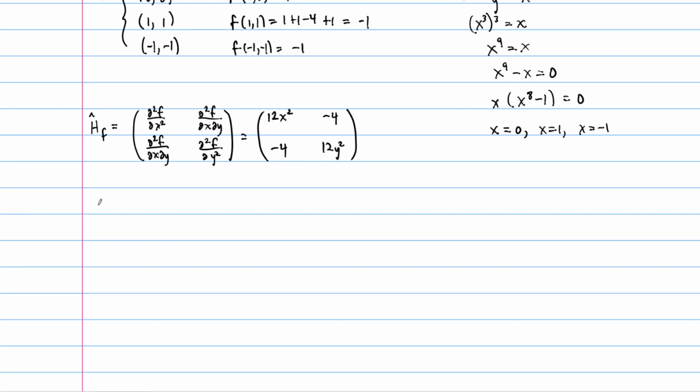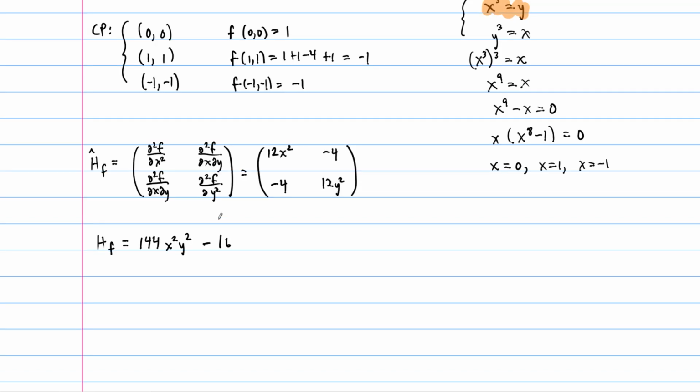All right, so now we need to take our Hessian determinant, right? So our Hessian function is actually going to be 144, 12 squared, times x squared times y squared, minus, right, this product, or just one of these squared, so minus 16. So there's our Hessian function. Now we need to plug in the values for each of our critical points. So our Hessian at (0, 0) is going to be equal to negative 16. All right, just plug in the zeros, negative 16.